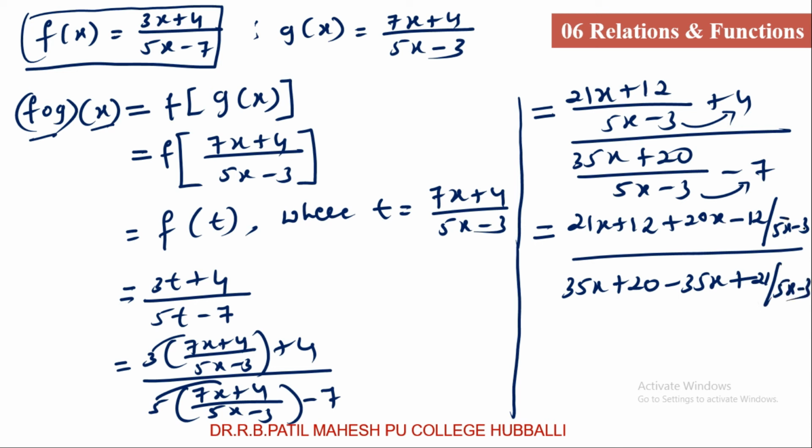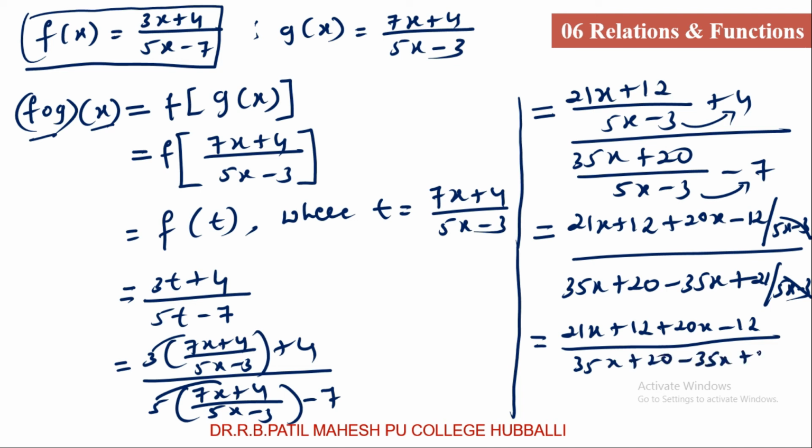Of course 5x minus 3 gets cancelled, then 21x plus 12 plus 20x minus 12 upon 35x plus 20 minus 35x plus 21. What are the terms that will cancel, students? Here plus 12 and minus 12 gets cancelled. 21x plus 20x will be 41x upon, 35x and minus 35x gets cancelled, 20 plus 21 will be 41. This is equal to 41 and 41 gets cancelled, and we get x.